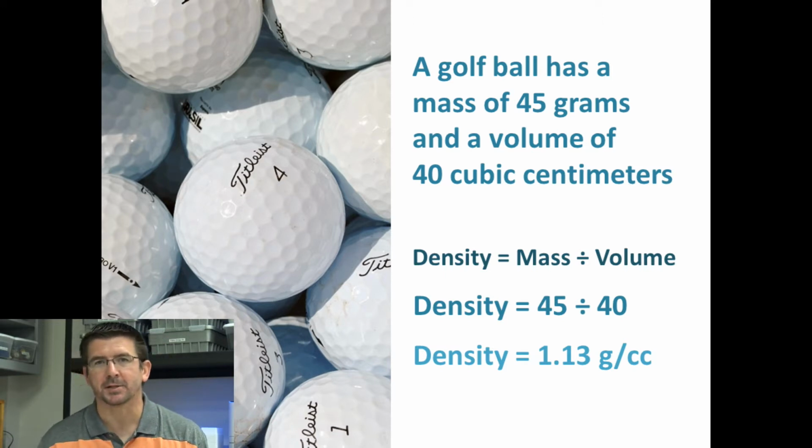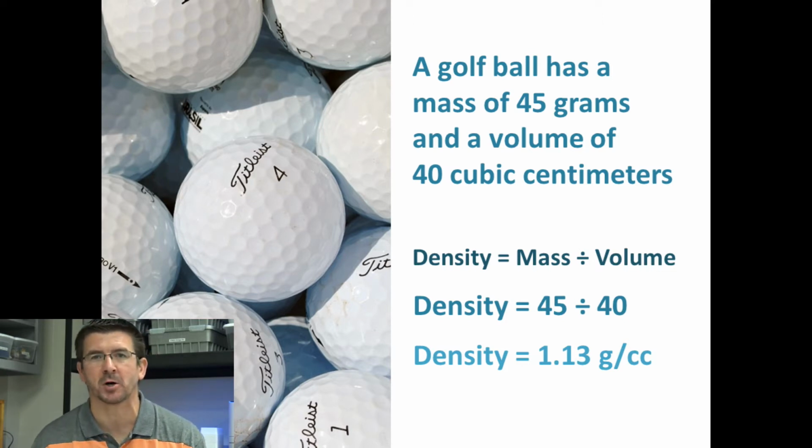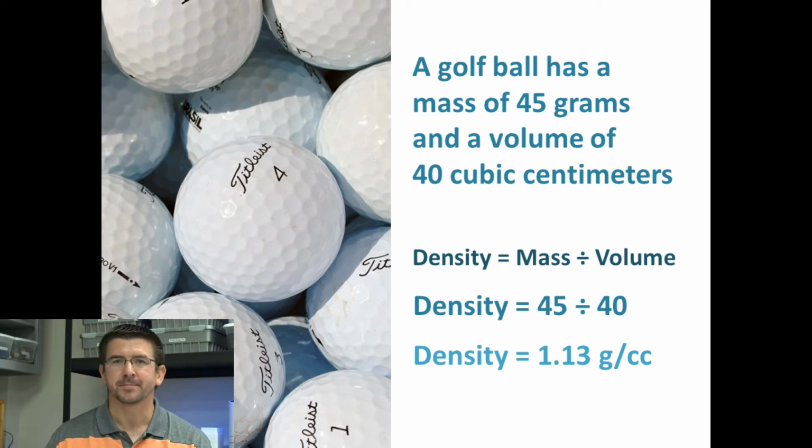Now what that means, we talked about a cubic centimeter being just a very small cube that's 1 centimeter long, 1 centimeter wide, 1 centimeter high. So if we took that 1 centimeter cube worth of golf ball, if you just cut a 1 cubic centimeter piece of golf ball out, that piece of golf ball would weigh 1.13 grams. That's the way that density works. It's not how heavy the object is overall as a whole, it's how heavy compared to other objects. How many grams are in that 1 milliliter or that 1 cubic centimeter of that substance.